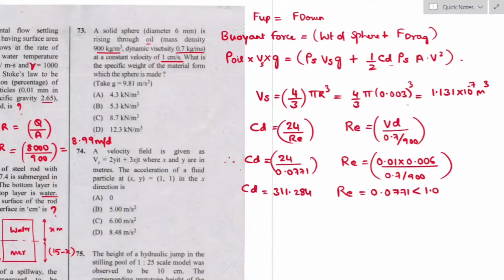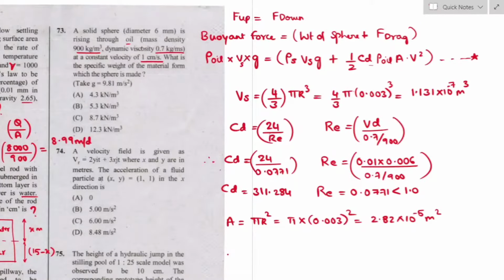A is the area of the solid sphere, which is given by pi r square. So pi into 0.003 square, which is equal to 2.82 into 10 to the power of minus 5 meter square.